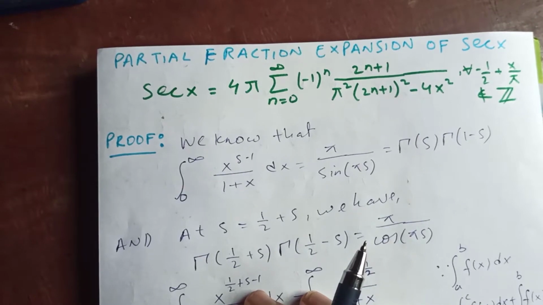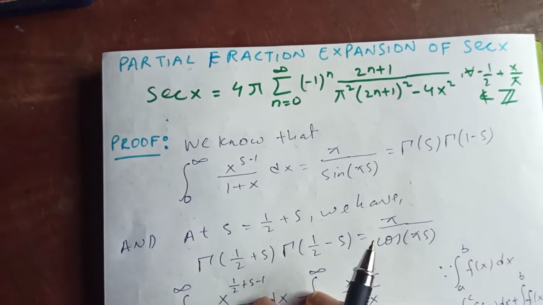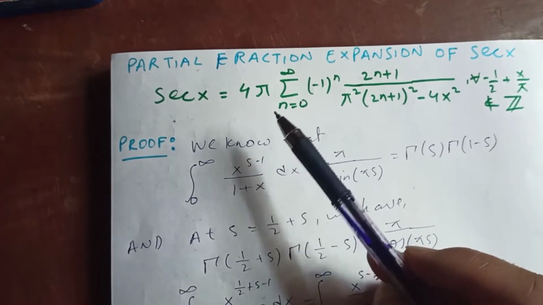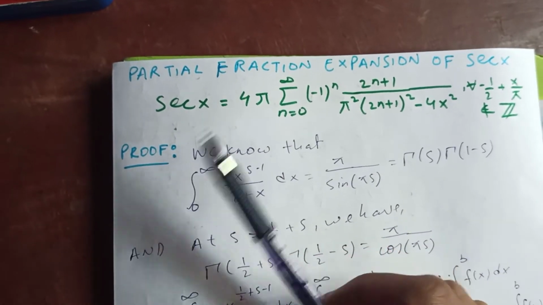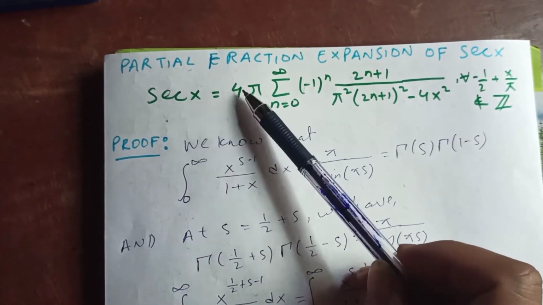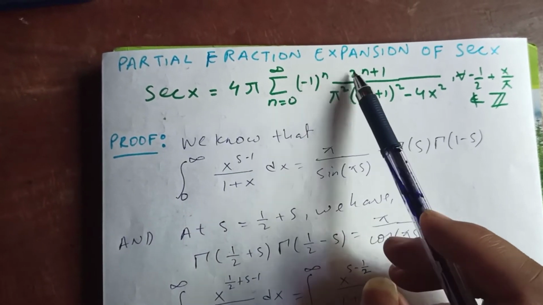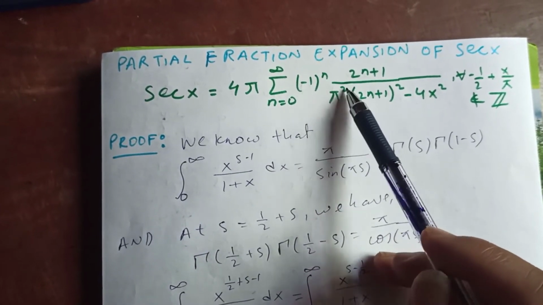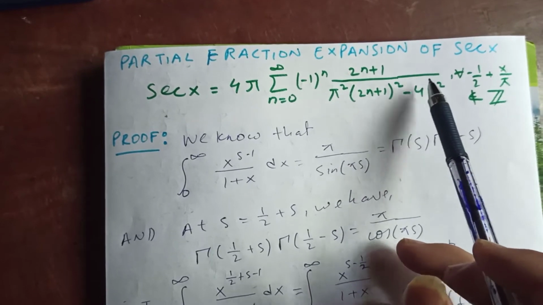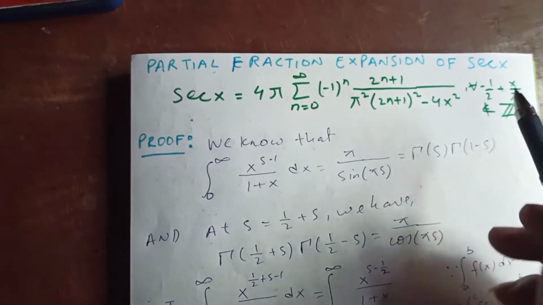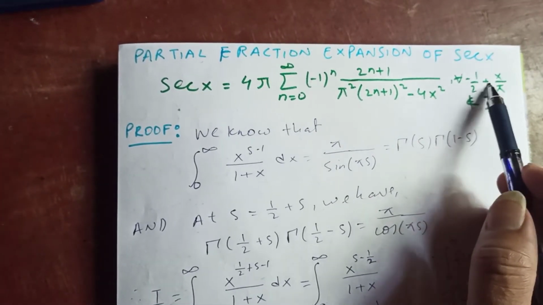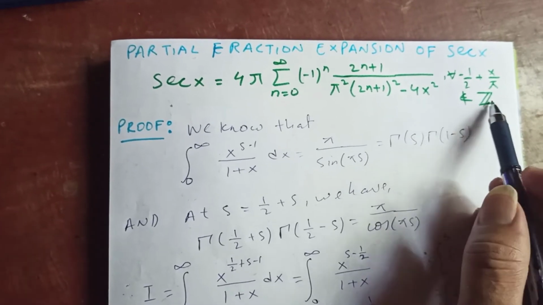Let's evaluate the partial fraction expansion of secant x. Then sec x is equal to 4π times the sum from n equals 0 to infinity of (-1)^n (2n+1) over (π² (2n+1)² - 4x²), for x/π not belonging to the integers plus one half.